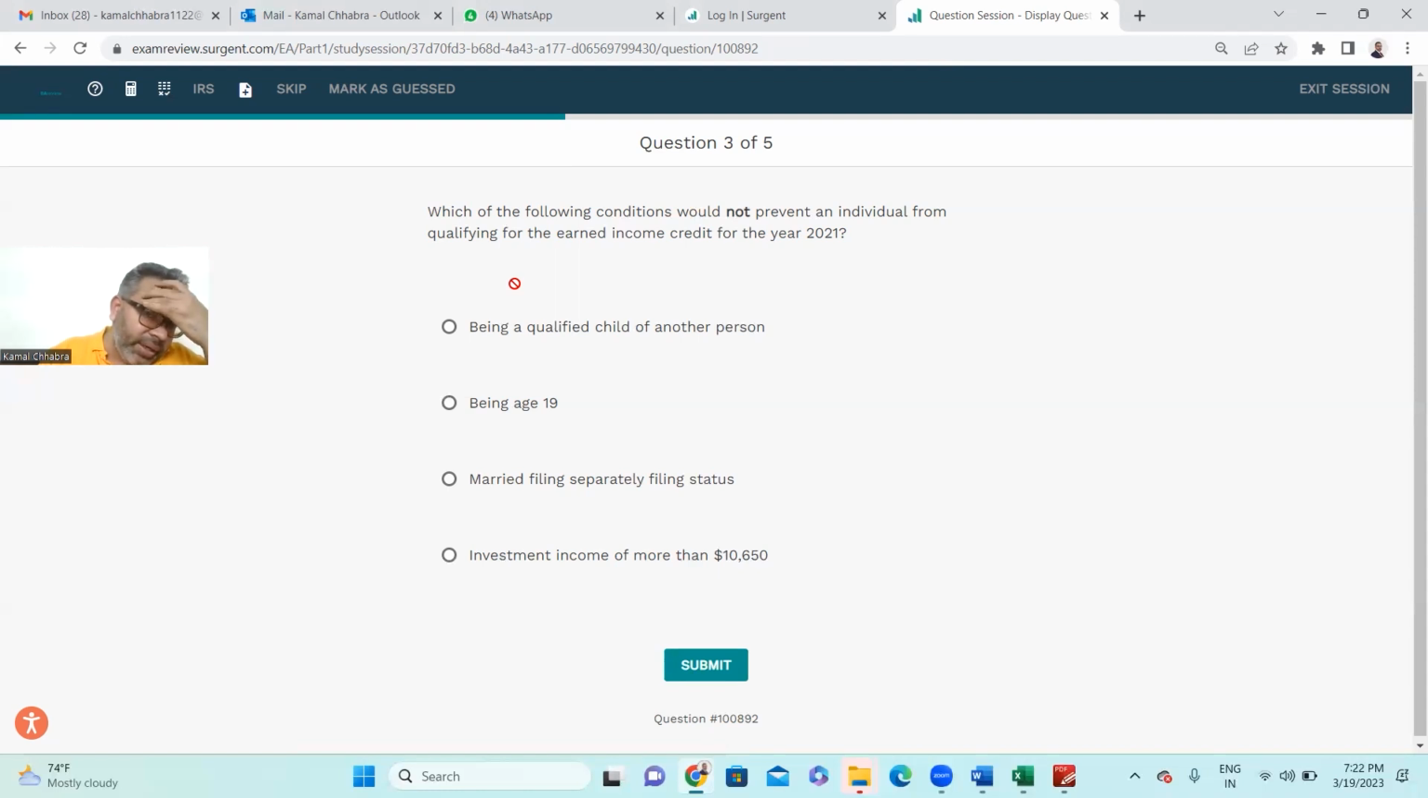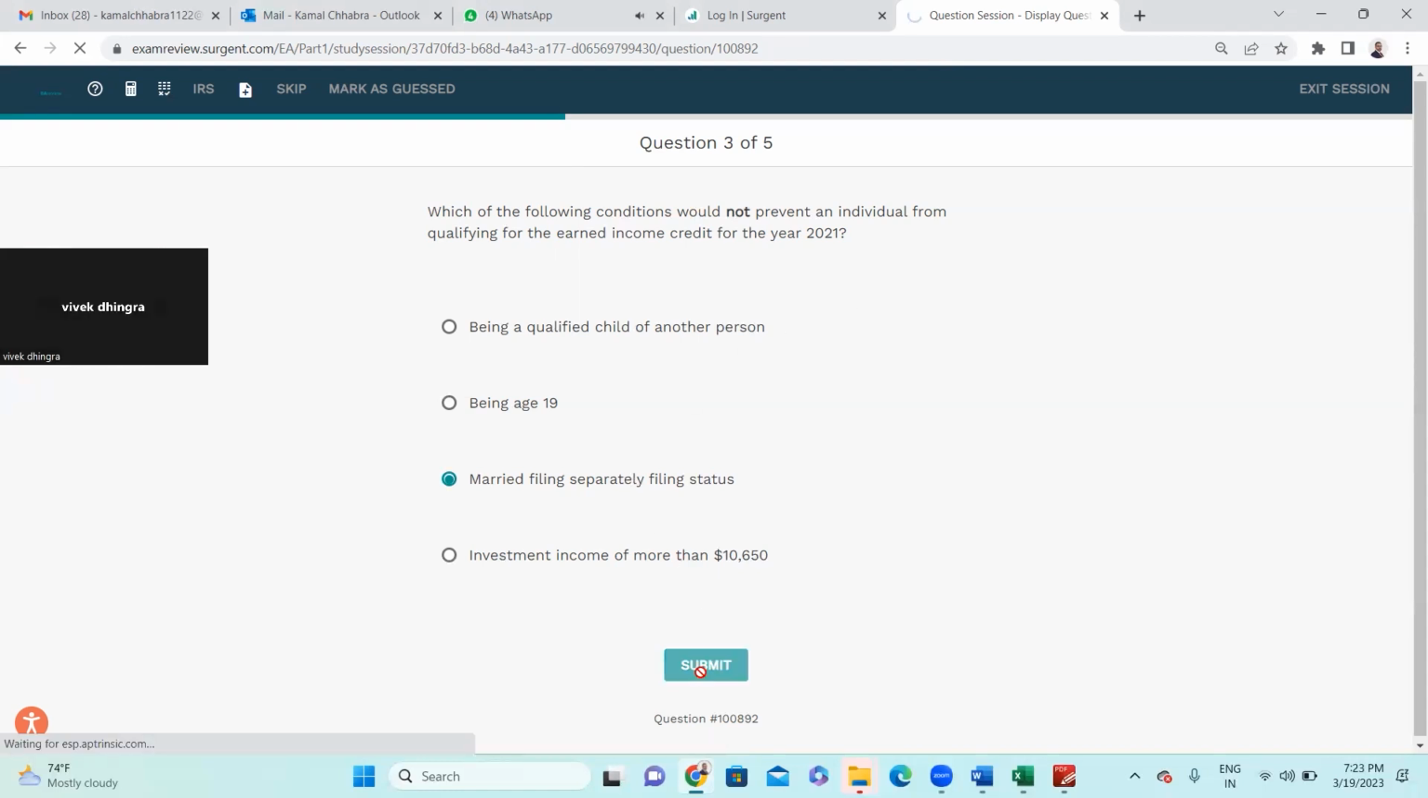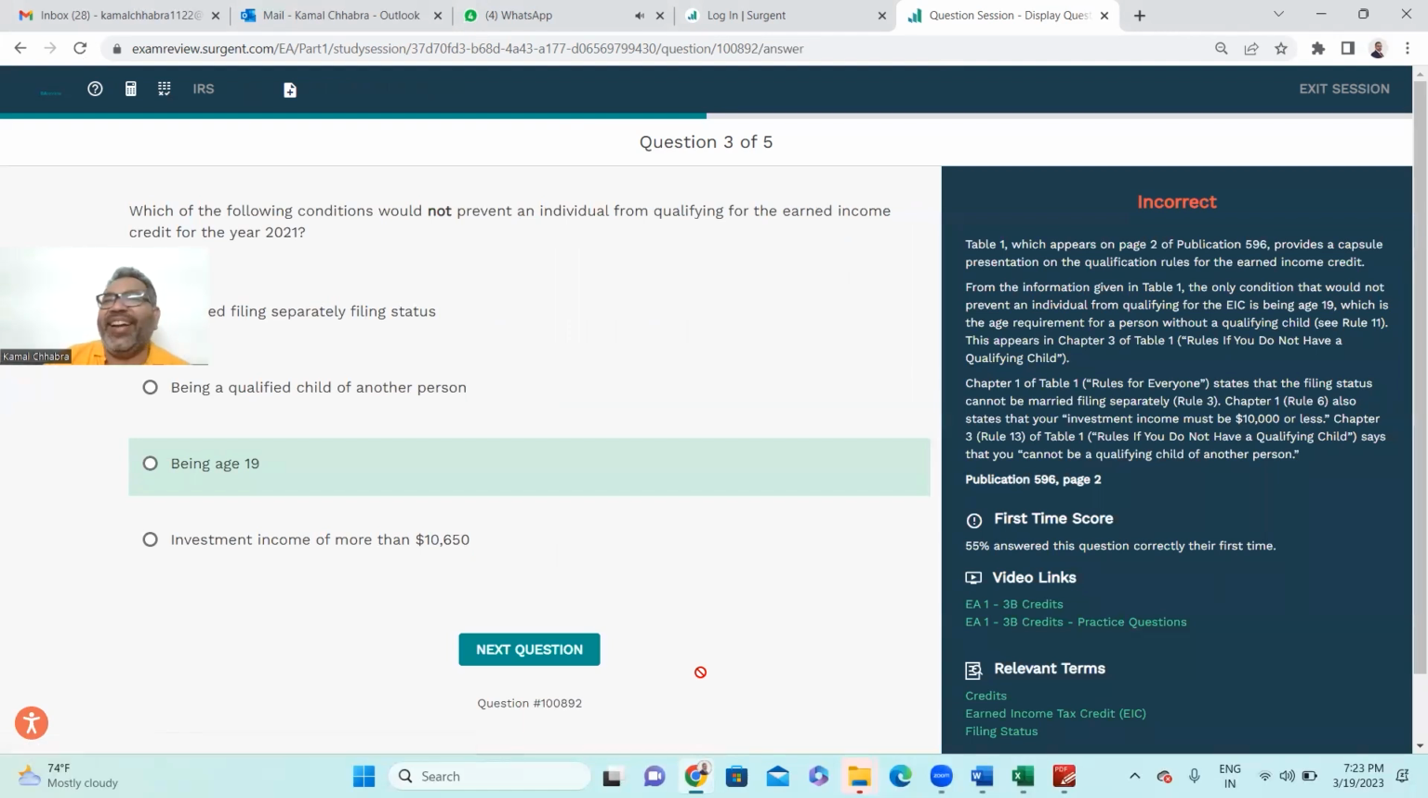Being a qualified child of another person, being age 19, married filing separately status, investment income more than 10650. Which one is not preventing? Yes, we have just studied it. Married filing separately. Married filing separately. Oh, being age 19.